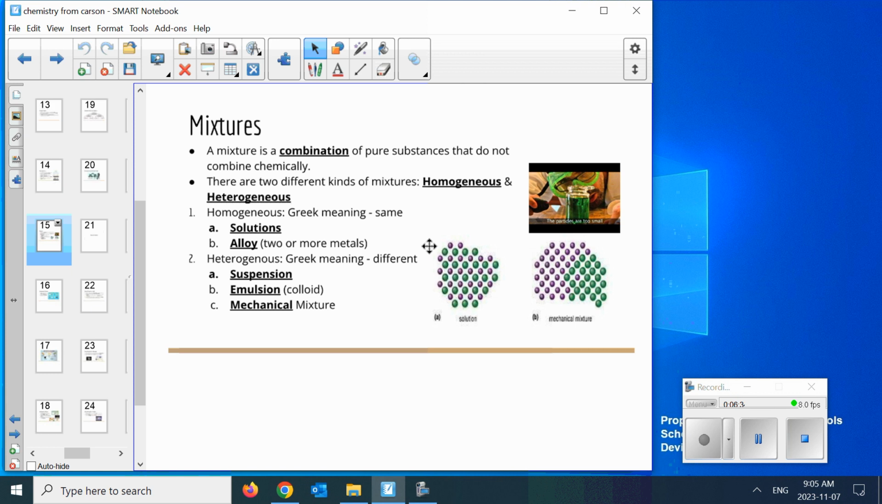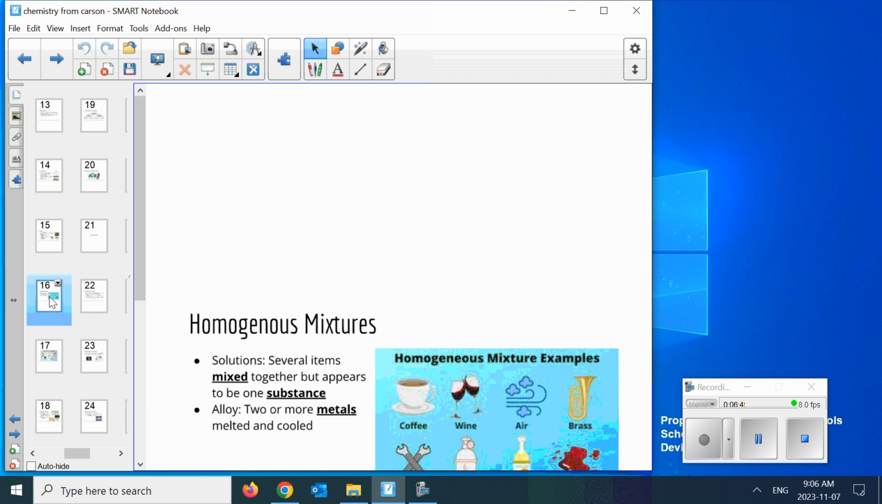Okay. So there are the mixtures. Will lock themselves out, but we'll see. Are we good on this? Okay. Homogeneous mixtures. Yeah, this is why I held off on it.